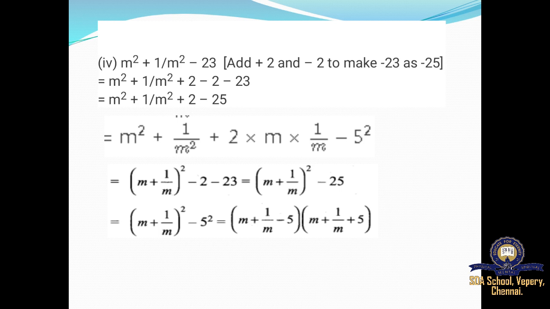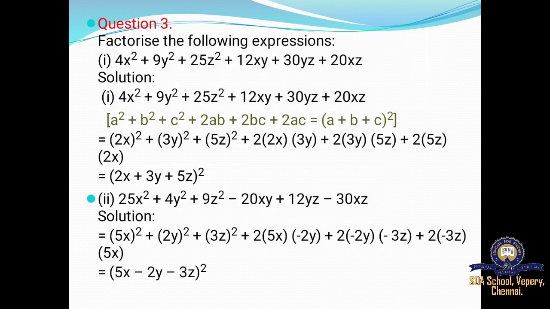Then what will happen? I have written this as what? Minus 2 minus 23, that is, I will get minus 25. So this minus 25 can otherwise be written as 5 square, right? Minus 5 square. This again in turn is an identity. Which identity? A square minus b square identity. That is a plus b into a minus b. Am I right? Or a minus b into a plus b. I can write it however I want. It will not affect my sum. So I have simply expanded the identity. That's it, students. Next sum.